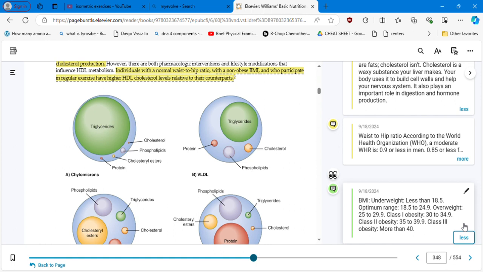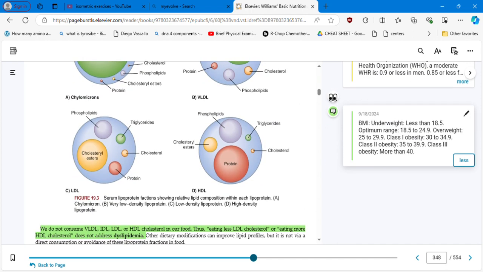Now, if the patient is overweight, it's going to be above 25, close to 30. A patient that has obesity is going to be 30 to 34.9. That's obesity class 1. Class 2 is 35 to 39.9. And what we call morbid obesity is above 40. So you have to practice your sport, start eating healthy, right? And you can measure your waist to hip, you measure your BMI, and you participate in regular exercises, and your HDL is going to go up.